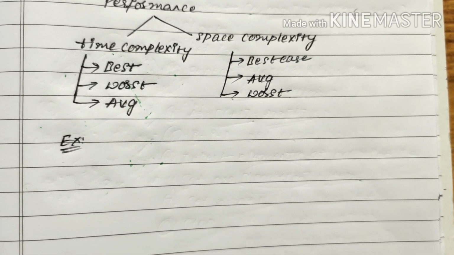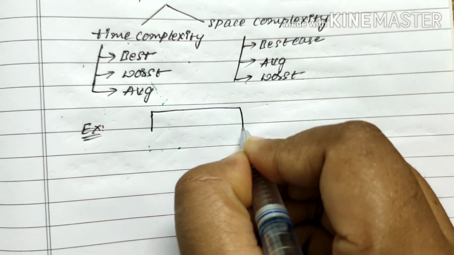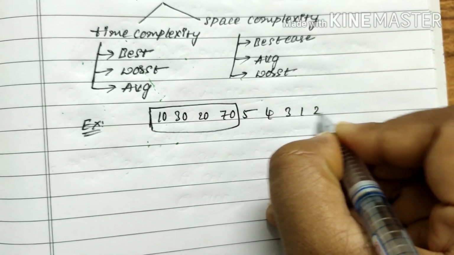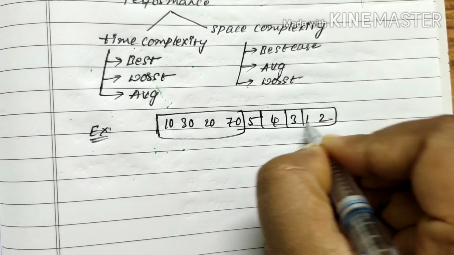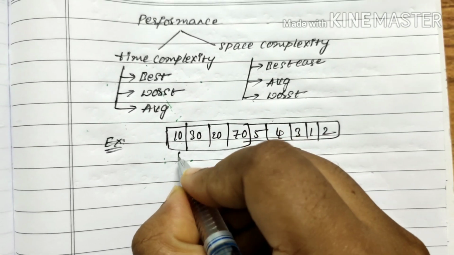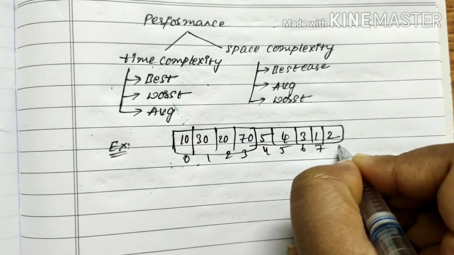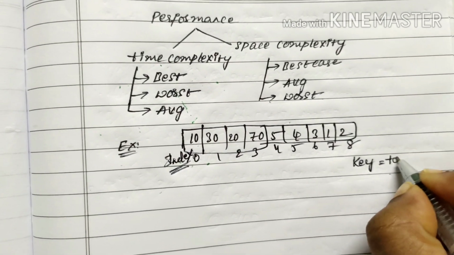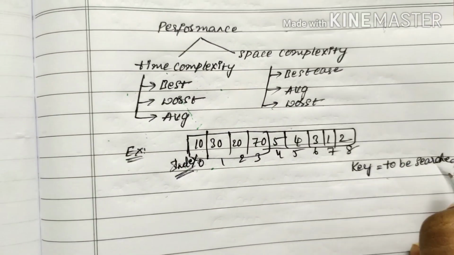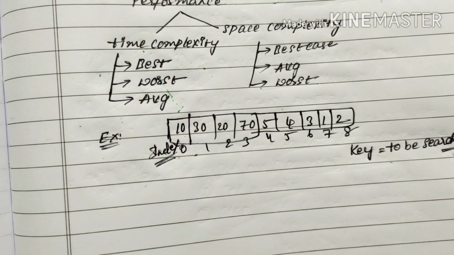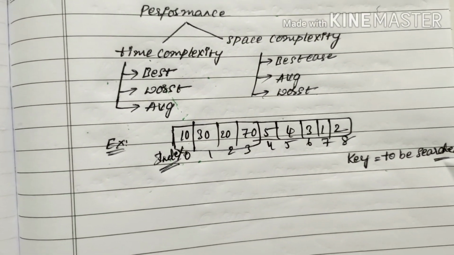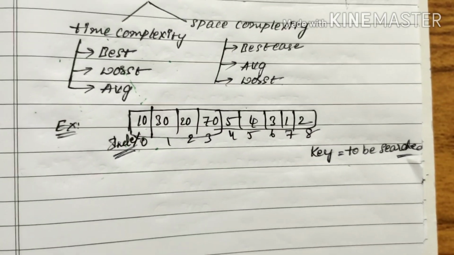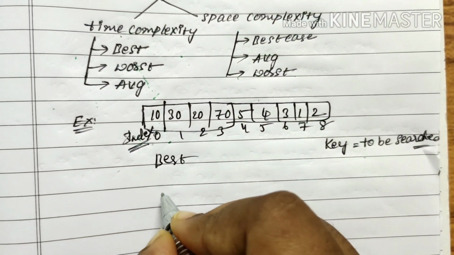Let me explain this performance based on an example clearly. Let me tell you an example like an array. Now the example is I have taken an array of size 9, so the index is from 0 to 8. Key is nothing but what I have to search inside an array. I'll tell you what is best case, average case, and worst case.